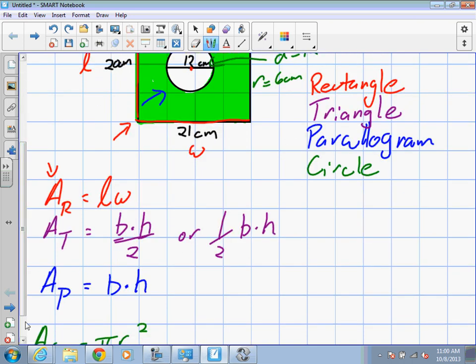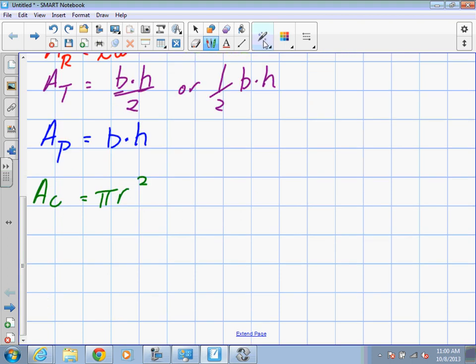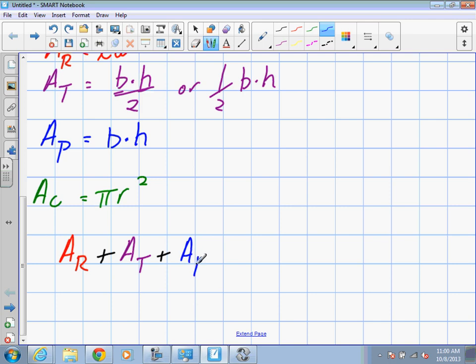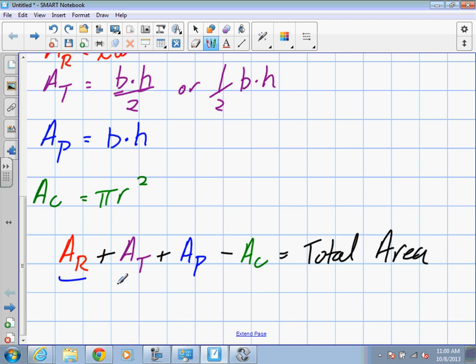So I'm going to set the question up like this. The area of the rectangle plus the area of the triangle plus the area of the parallelogram, and then subtract the area of the circle is going to be equal to the total area. So we've broken this into 4 different shapes, and we're going to solve for all 4 shapes. I'll try to do it here on the right.